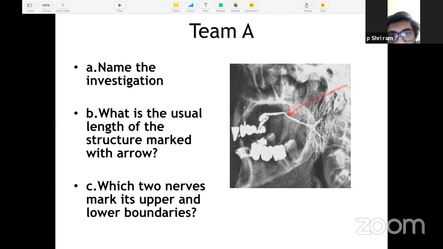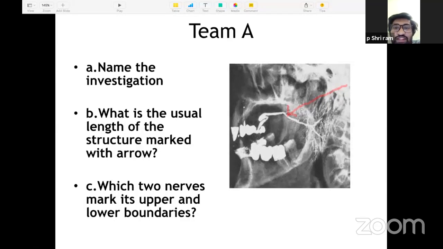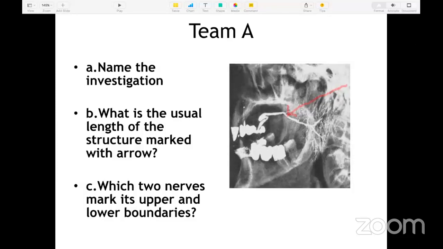Sir, which part is this? I won't tell. It's a telltale X-ray where you have certain. Okay, it is the parotid duct. The usual length is 15 centimeters and investigation is ductography. The 2 nerves. The time is up, so you should answer finally.